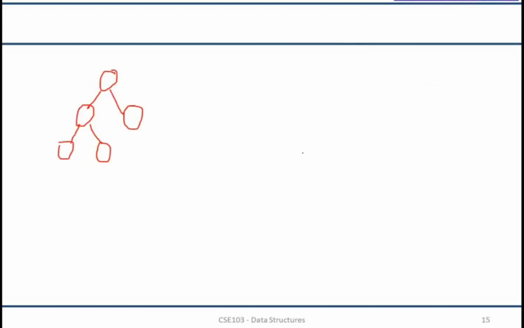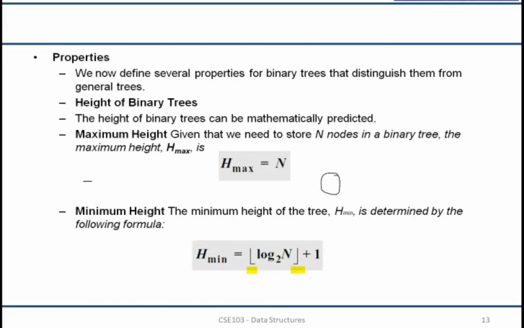Suppose 8 nodes are given to you: 1, 2, 3, 4, 5, 6, then 7 and then 8. We inserted 8 nodes in the binary tree, and what is the height? 1, 2, 3 and 4. So 4 is the height of this binary tree. We need a binary tree with minimum height 4 to accommodate 8 nodes. So this is the second property, h min. Both are related to the height property: maximum height to accommodate n nodes and minimum height to accommodate n nodes.